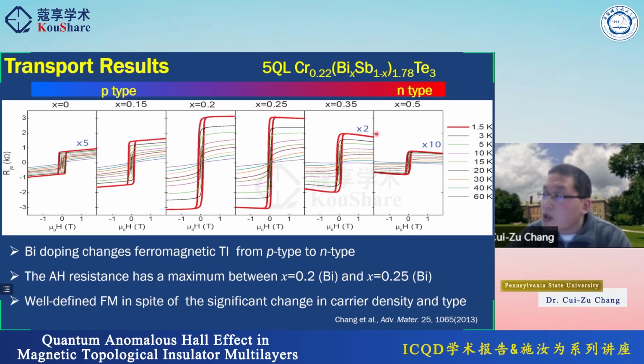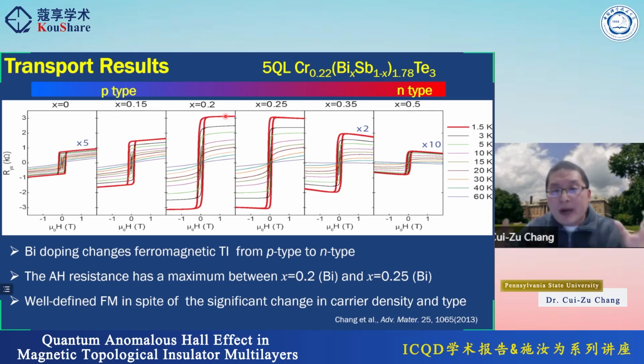This is from P-type to N-type, meaning when the crossover happens between P-type and N-type, the Hall resistance actually increases. But here we can see the Hall resistance is still 3 kilo ohm. It's still far from the quantized value. We know the quantized value is 25.8 kilo ohm.